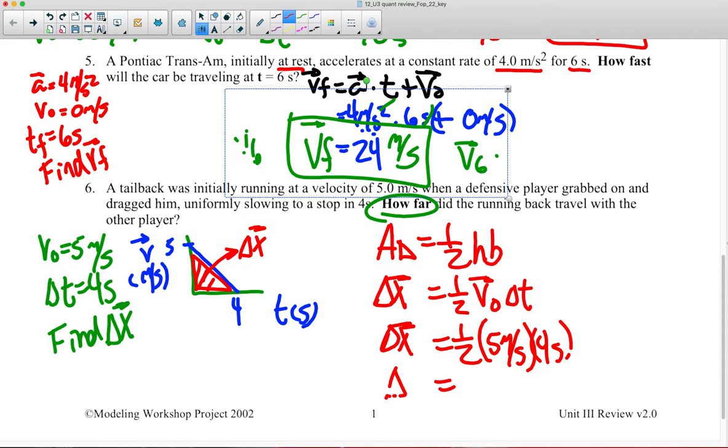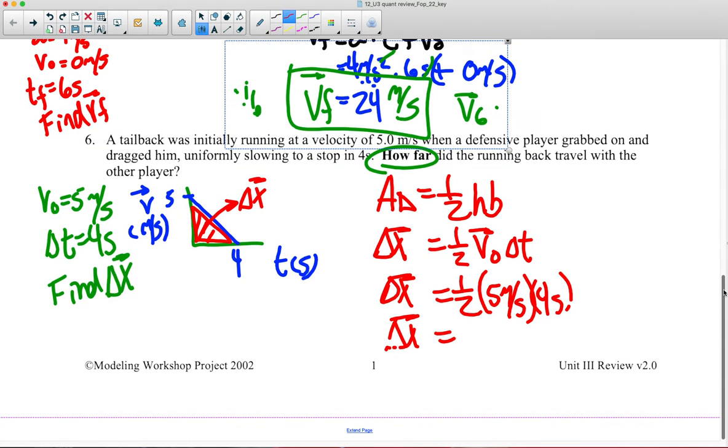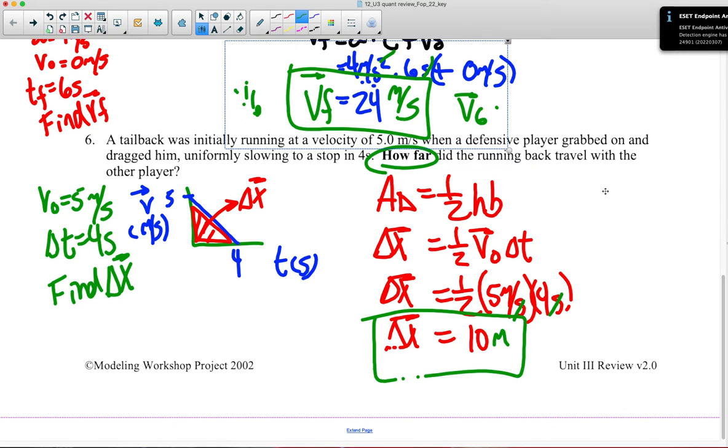And so quick math. 1/2 of 4 is 2. 2 times 5 is 10. And meters per second, so the seconds cancel out, and we end up with meters. 10 meters is our displacement. And that finishes up side 1 for us. Moving on to side 2.